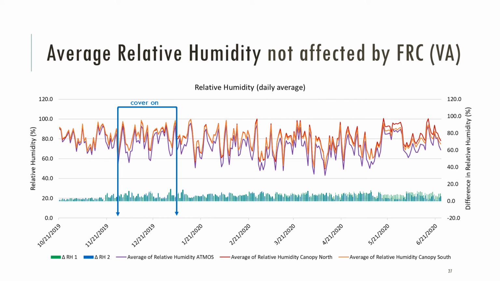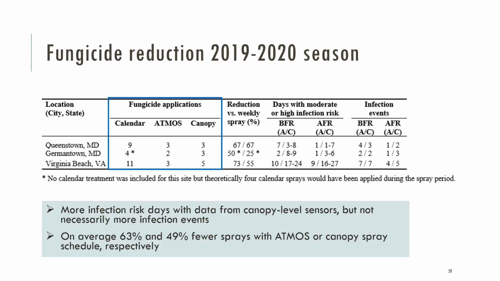So this is our Virginia site, again the covered period between the two blue arrows, and we see that the average relative humidity was always higher, and it's not necessarily more pronounced by the covers. So at this site, the covers did not increase relative humidity. I talked a lot about temperature and leaf wetness durations, and now I would like to have a look at how this translates into infection risk days and fungicide applications.